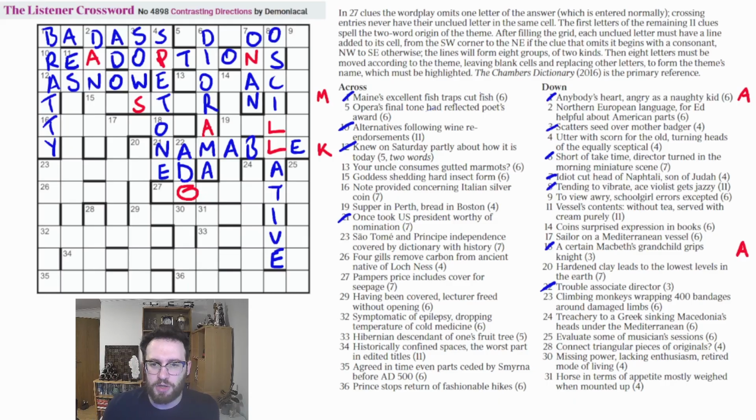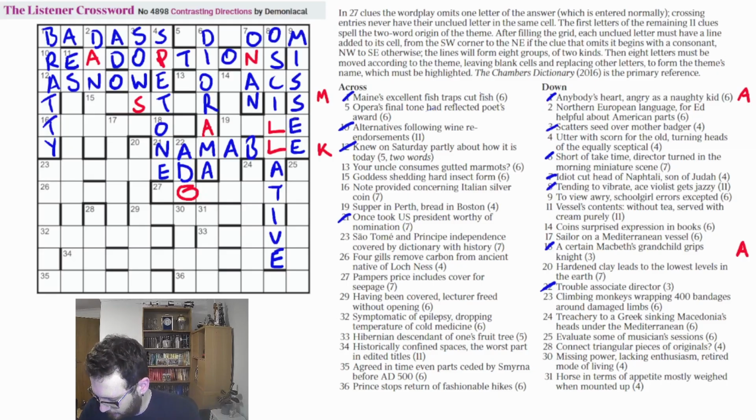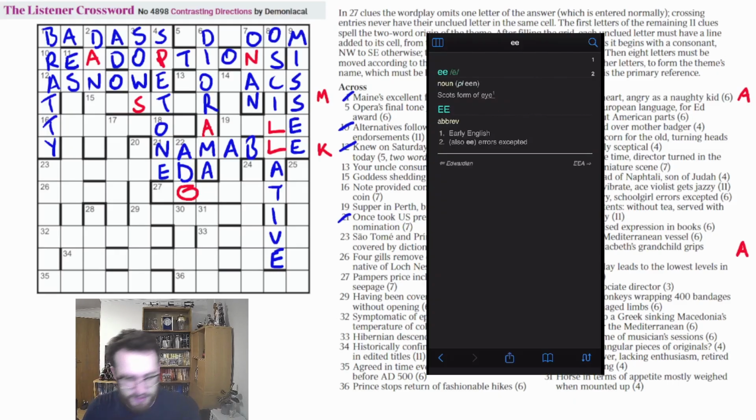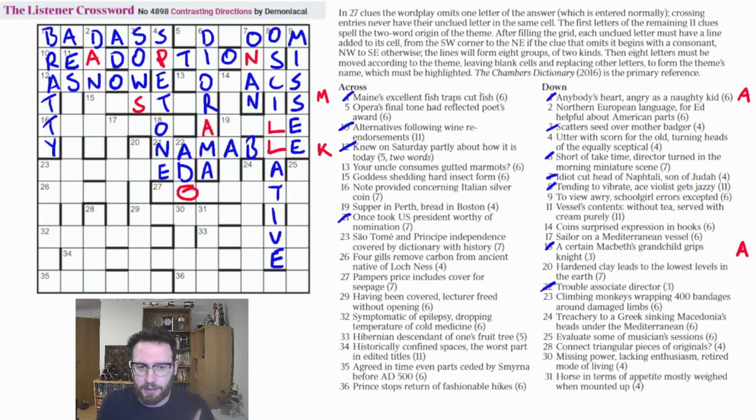Yes, okay, that works. So if to view awry is the definition, that can be Miss C. So I think schoolgirl here is Miss. I assume that's a definition. And then errors accepted, I think EE. Not sure what context this comes from. But yeah, you see it there, errors accepted. It's just an abbreviation. So yeah, Miss C. And this didn't have any letters missing. So let's mark a T here. The first letter from the clue.